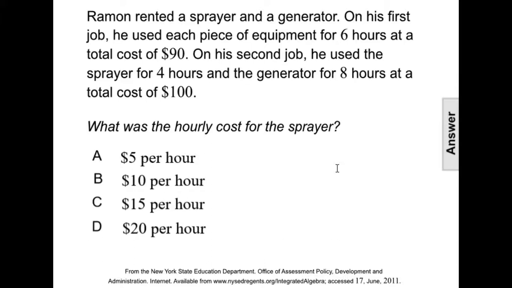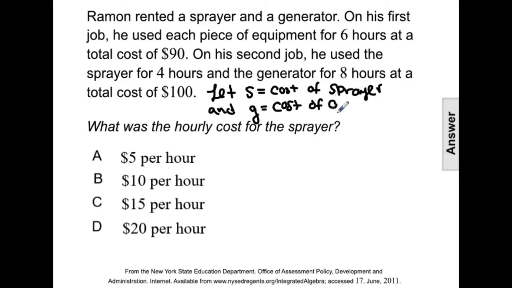So in order to find the hourly cost for the sprayer, since we have two things that we're comparing in two different ways, we have to set up a system and then solve it using one of our methods. The first thing is we have to define our variables, or in other words, the two things we're comparing. So let's let our variables be S, which will be the hourly cost of the sprayer, and let G equal the hourly cost of the generator.